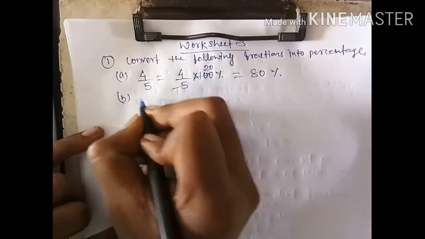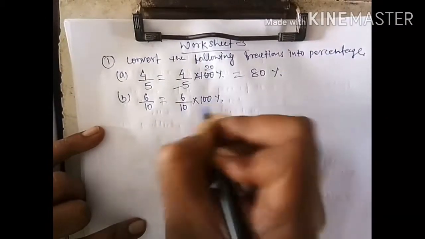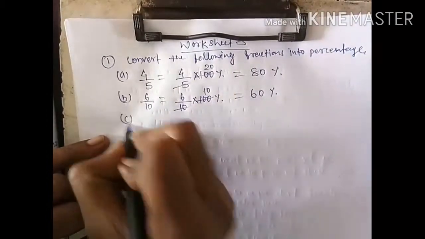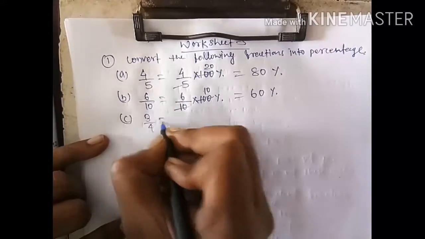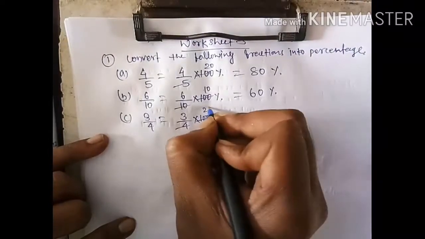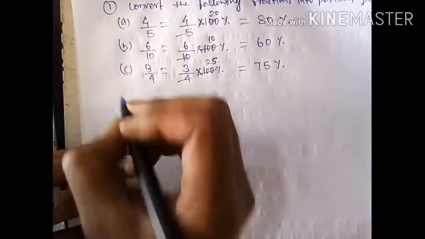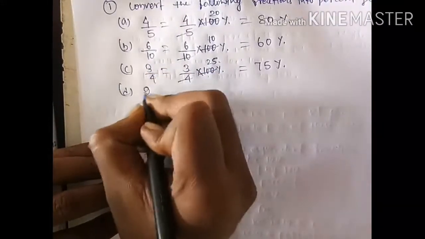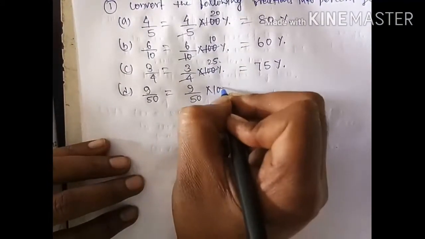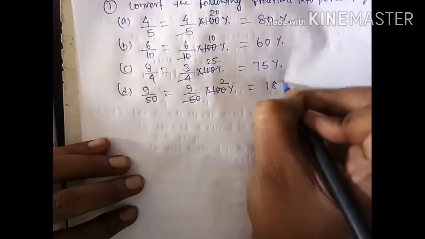In question number B, here 6 by 10, simply you multiply 6 by 10 by 100%. Here 10 cancels with 100, 10 times, and we write 60%. In question number C, here 3 by 4, we simply multiply by 100%. 4 cancels with 100, 25 times, and 3 into 25, that is 75%. In question number D, here 9 by 50. So we simply multiply by 100%, and after cancelling we get 9 into 2%, that is 18%.